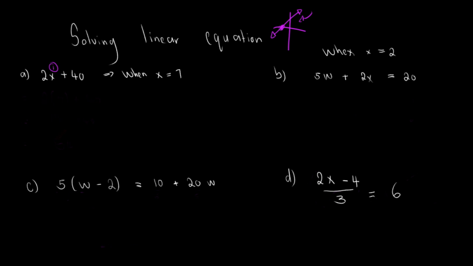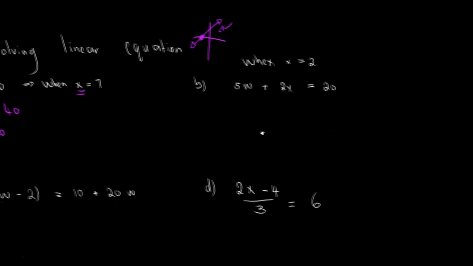Okay, let's look at the first one. So in the first one, they tell us x is equal to 7. So all I have to do is simply substitute 7 into the equation. And I get 14 plus 40, and that gives me 54. What about the next one?